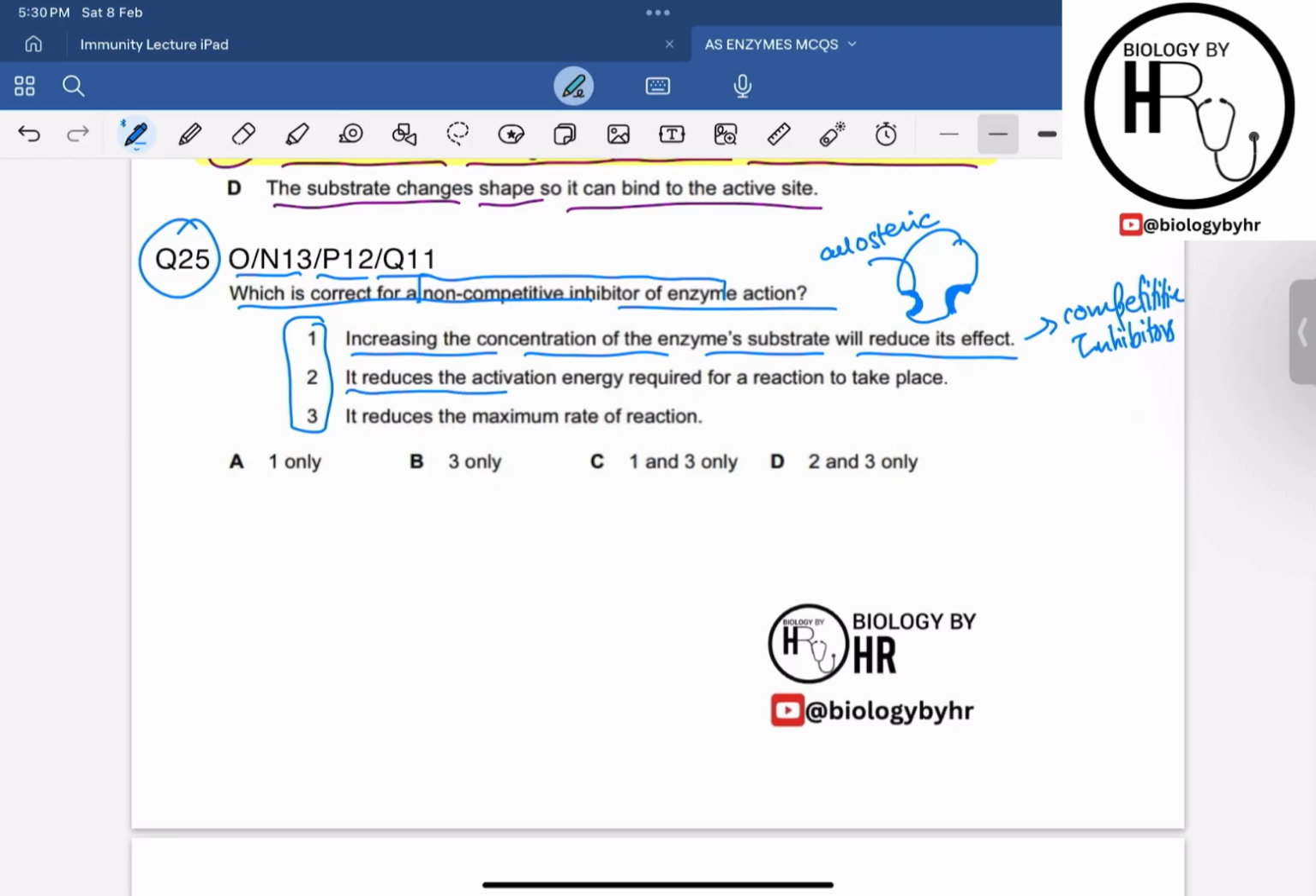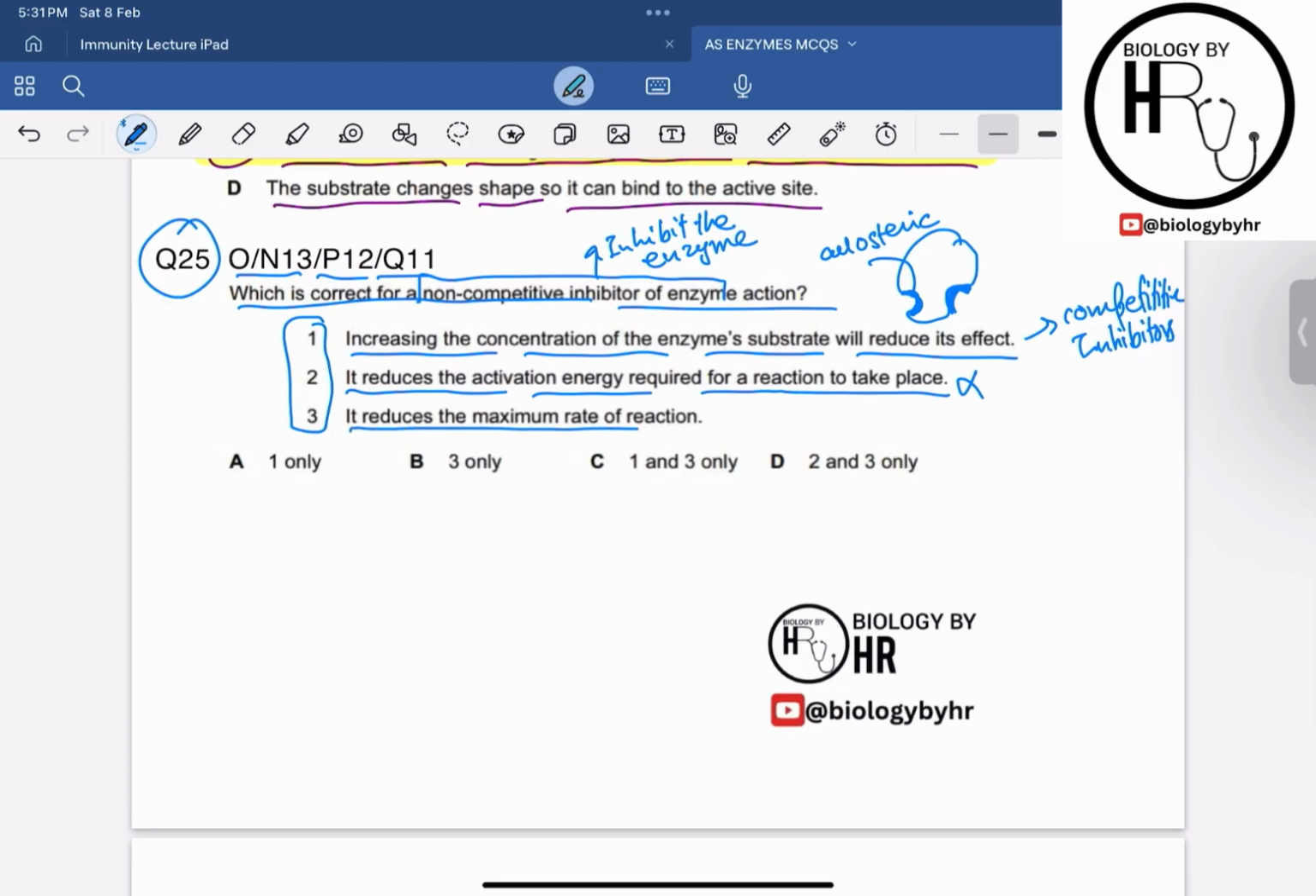It reduces the activation energy required for a reaction to take place. We know that inhibitors basically inhibit the enzyme action. They inhibit the enzyme action, so they reduce the activity of the enzyme. If the activation energy decreases, the rate of the enzyme action may increase, right? So hence this is also incorrect.